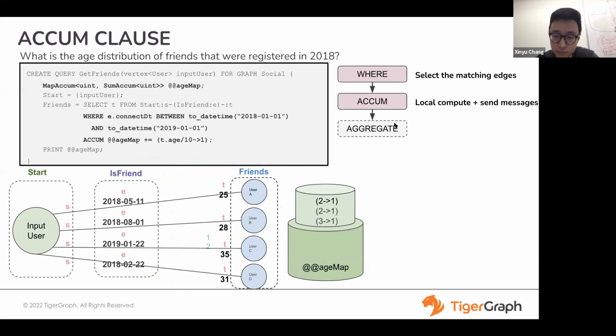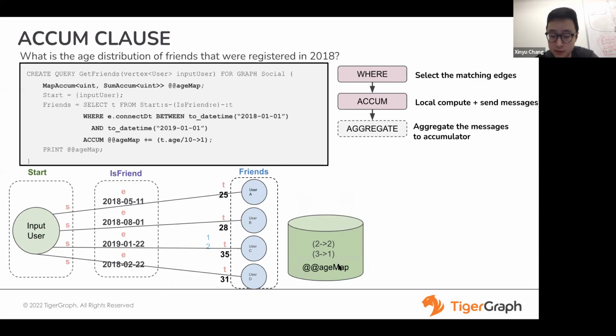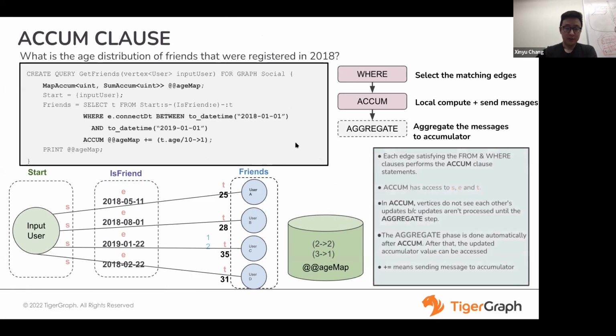And then after the accum clause, there's a hidden aggregate phase where we aggregate all the received key values into the map. And then after that, we know the result. Like there are 2 friends in their 20s and 1 friend in their 30s. Okay, this is how the accumulator works, and also how the accum clause works, right? And this is an example of how we can update a global accumulator from multiple edges concurrently.